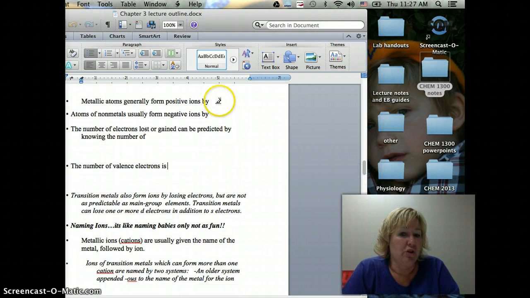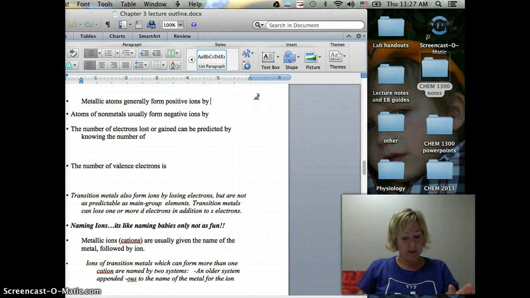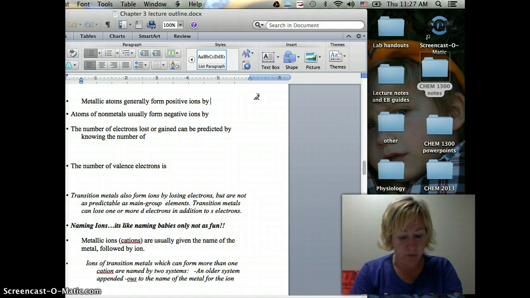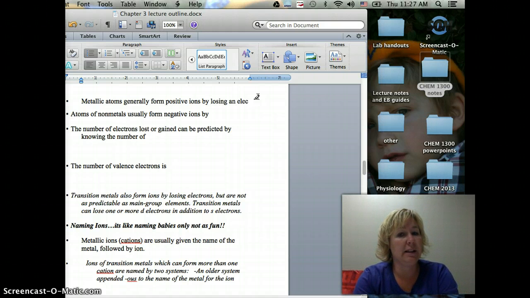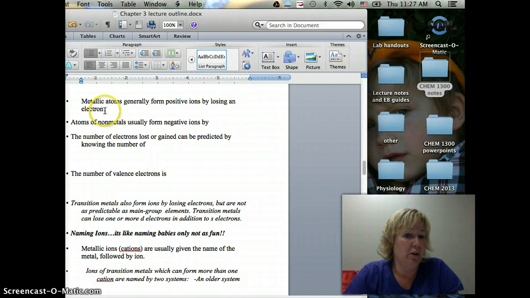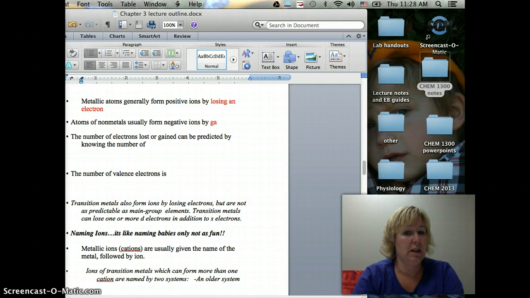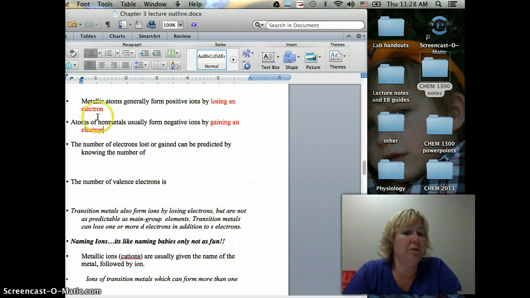Metal atoms generally form positive ions. You remember this. This again is review. They form positive ions by what? Losing an electron. So if you remember correctly, we said when you give something up, it gives you a positive feeling. Remember we said that? That's what we're talking about here. So metals form positive ions by losing an electron. You form a negative feeling by taking things from people. So gaining an electron.